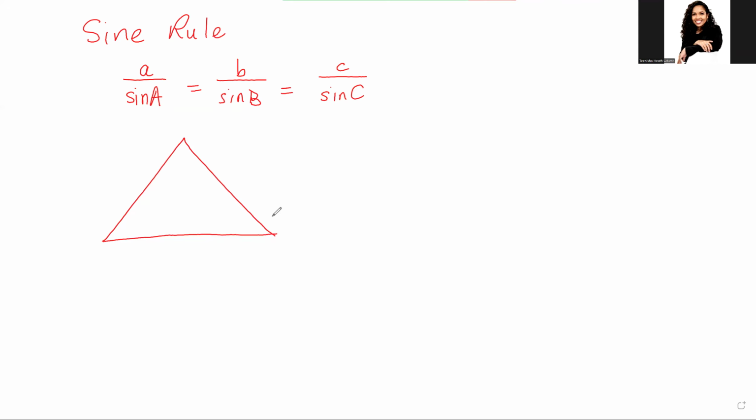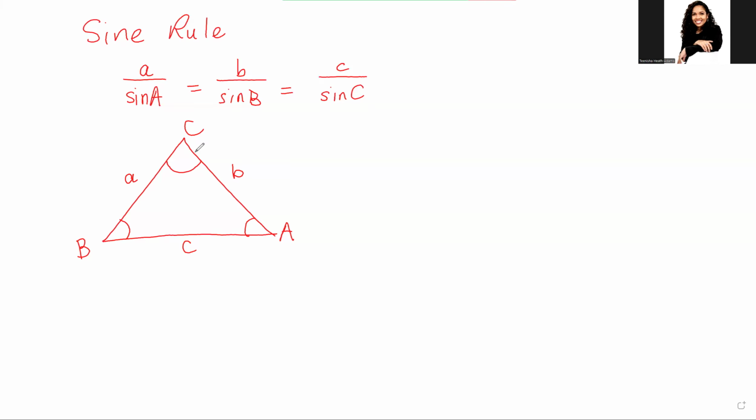So when I say a over sine A, it means if this side is a, usually the side is represented by the common letter. So if this is side a, then angle A would be here. And then let's say here is side b, then angle B would be here. And then side c is here, so angle C will be there, right? I know I labeled this in a very odd way. You get the point. Side a is opposite angle A, side b is opposite angle B, and side c is opposite angle C.